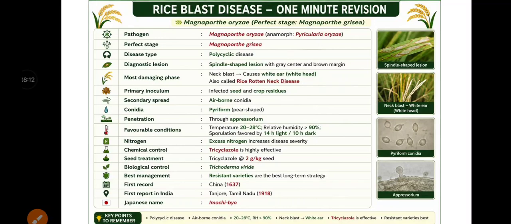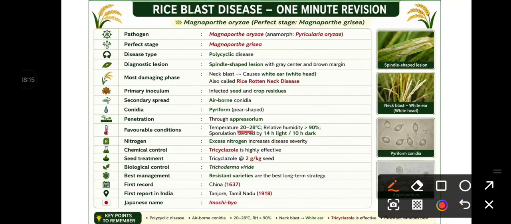Next, about the favorable conditions for rice blast disease. Temperature you have to remember: 20 to 28 degrees Celsius, and relative humidity more than 90%. This is very important. Not exactly cool, you can say just moderate temperature, 20 to 28 degrees Celsius, and very high humidity is required. If the leaf does not have sufficient moisture, the pathogen will not germinate, meaning the spore will not germinate at all.